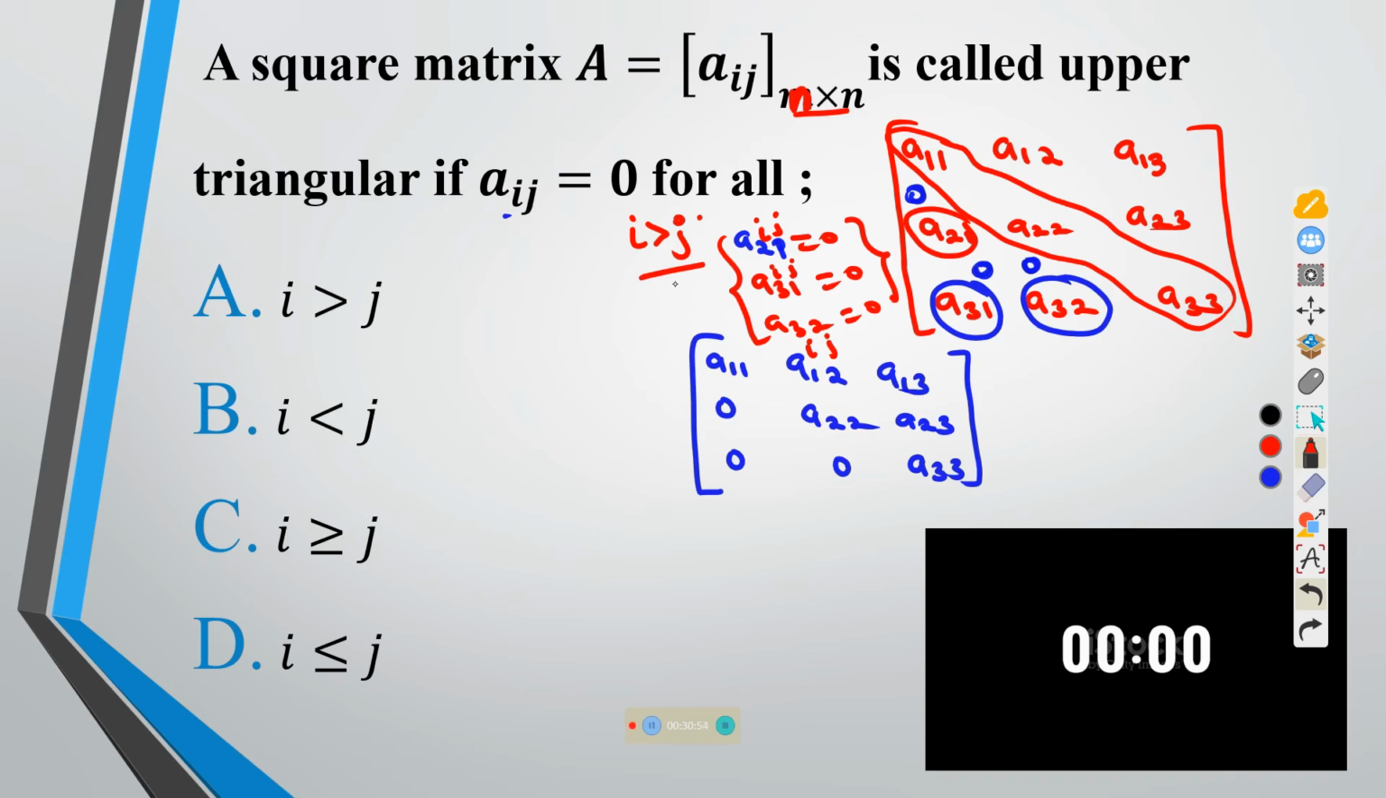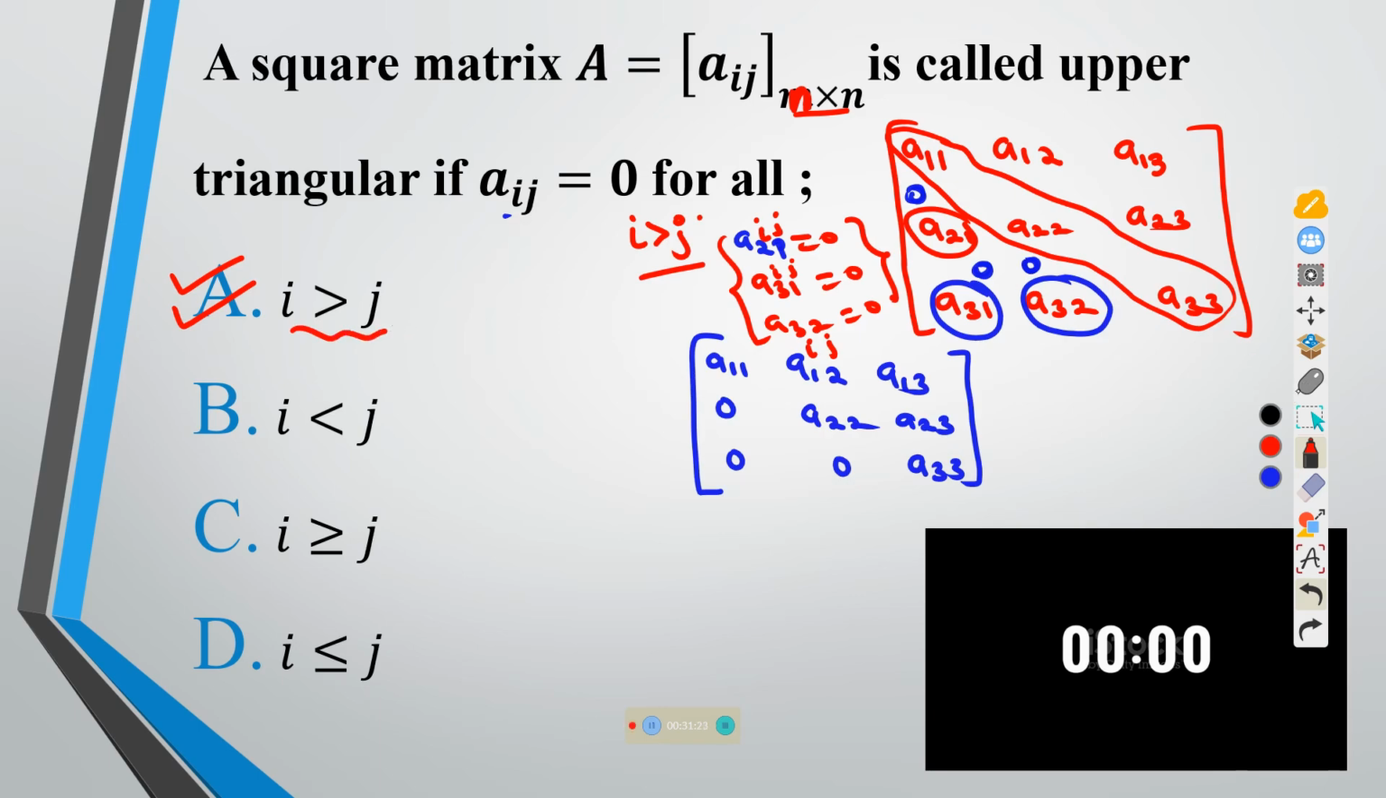For that case, it means the square matrix is called upper triangular if aij is equal to 0, and that happens for all the entries where i is greater than j. So our answer will be part A: i is greater than j for upper triangular.